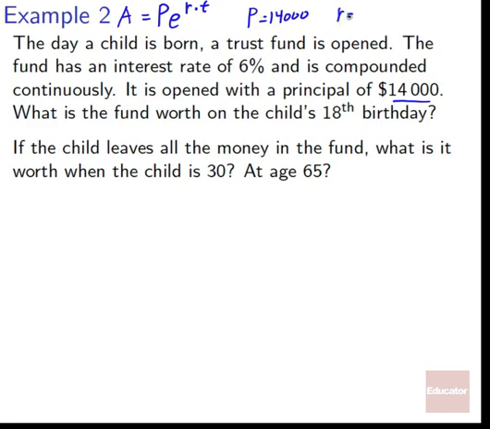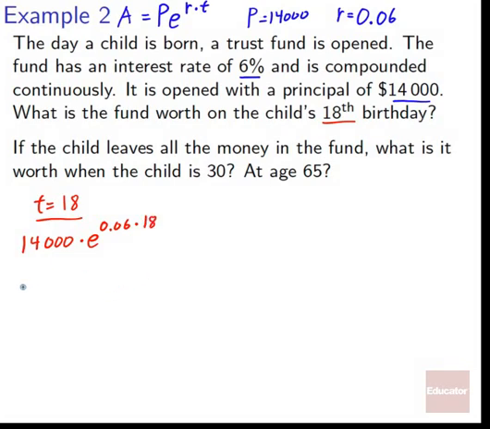What is our rate? Our rate was 6%. We can't just use it as a 6. We have to change it to a decimal form because 6% says divide by 100, so we get 0.06. Finally, what's the amount of time that we've got? Our first one, we're looking at a time of 18th birthday, so 18 years, t equals 18. So a principal of $14,000 times e to our rate 0.06 times the amount of years, 18 years.